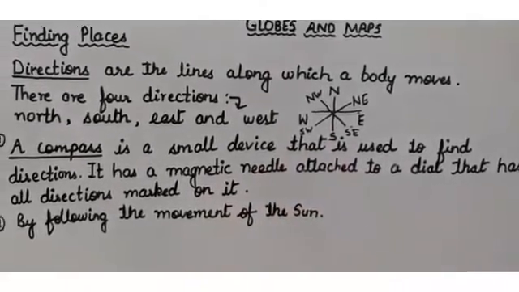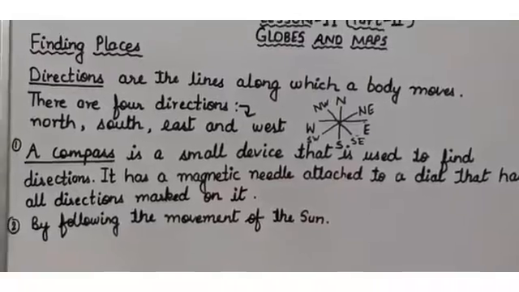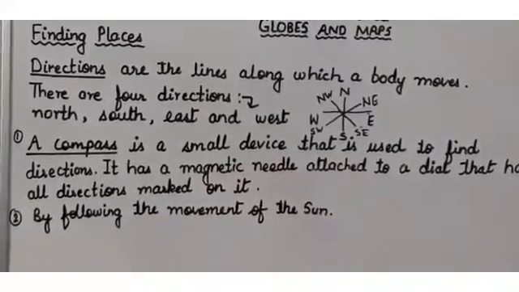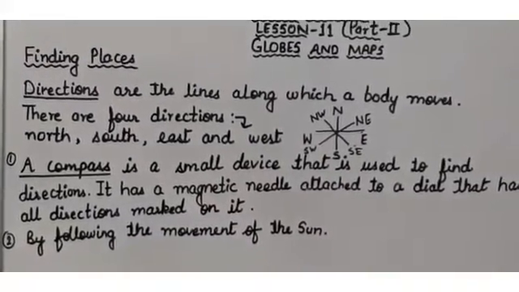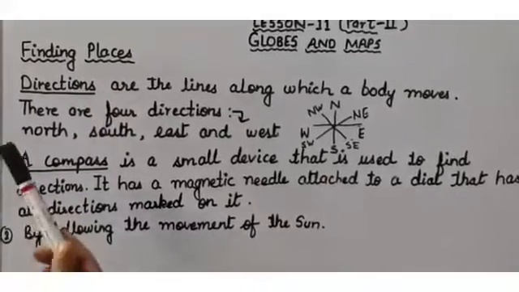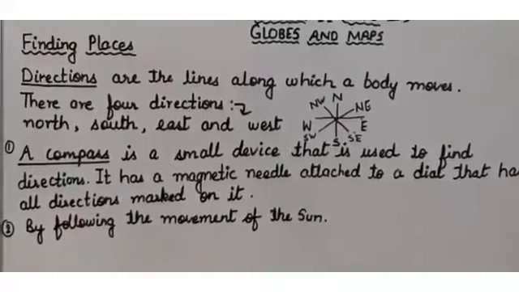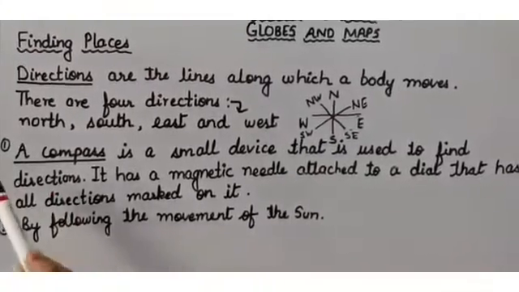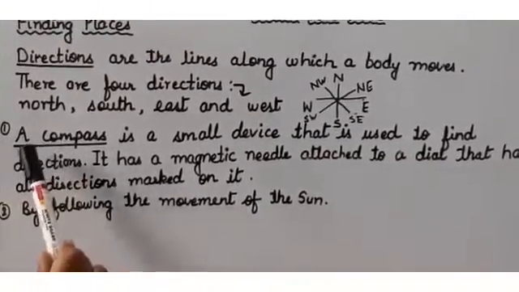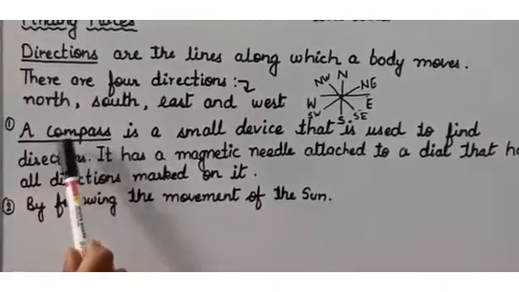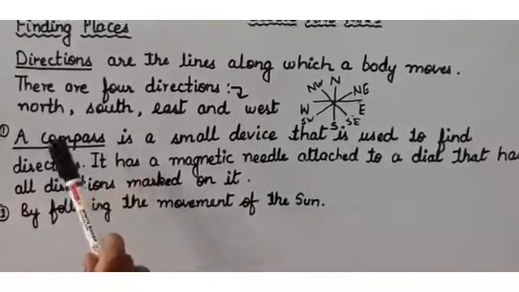Okay. Now, there are many ways to find directions. We can find direction through many ways, but among them, there are two ways which we have studied in this lesson. First is with the use of a compass. With the use of a compass, we can find the direction.